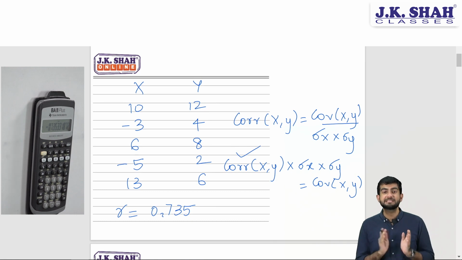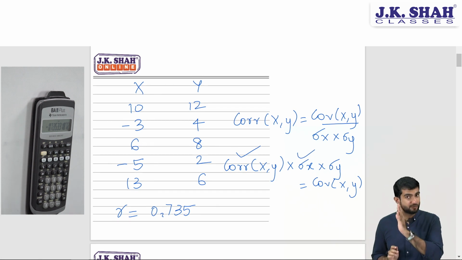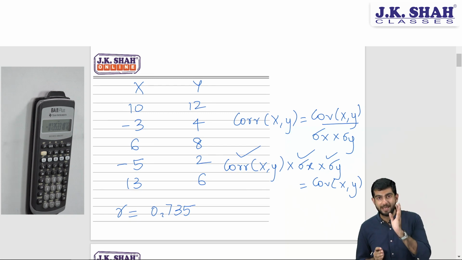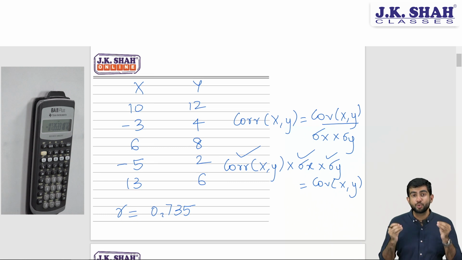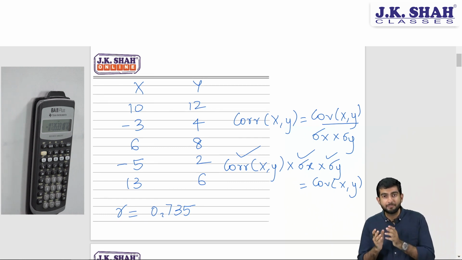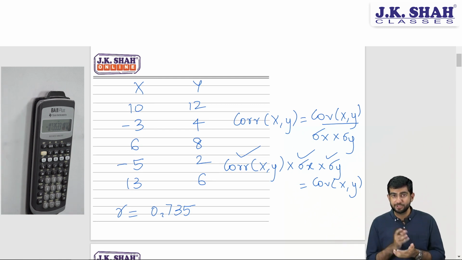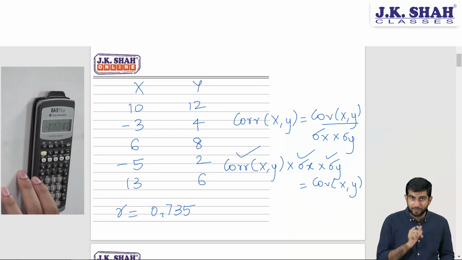Correlation between X and Y we already found out using the calculator shortcut. Standard deviation of X you would get using the calculator shortcut. Standard deviation of Y as well you would get using the calculator shortcut. Store all three values in 1, 2 and 3 number keys respectively, and finally multiply the three values, you would get the covariance.